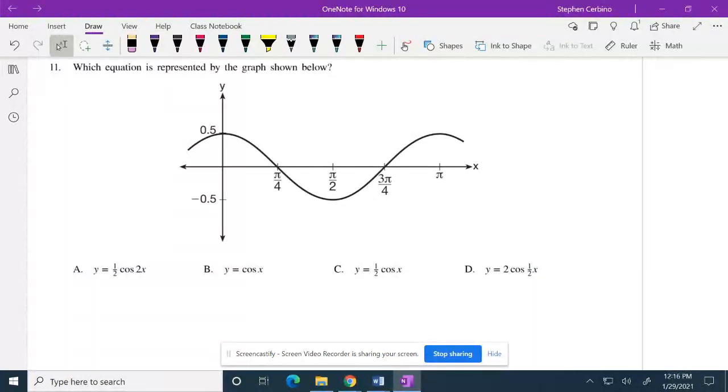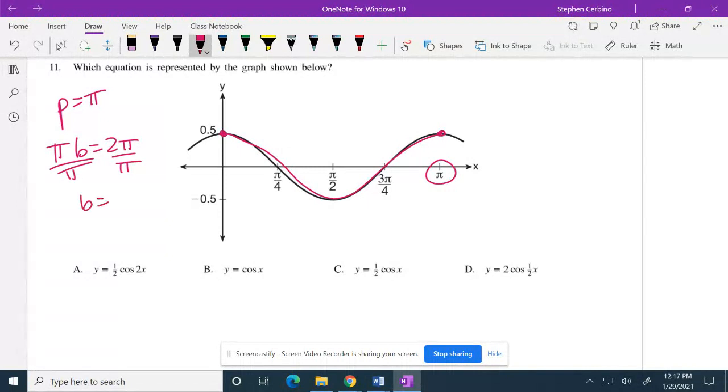So the next one gives us this cosine curve, right? Look at just one cycle. Here's one cycle of this cosine curve. Notice it takes pi to happen. So the period is pi. Well, if that's the case, we can find the frequency: 2 pi divided by pi, and the frequency is 2.